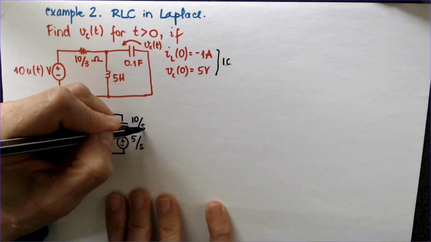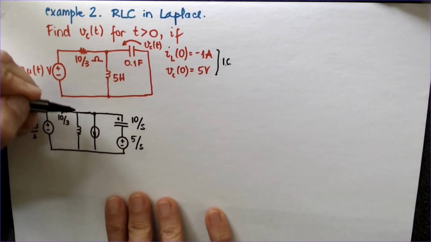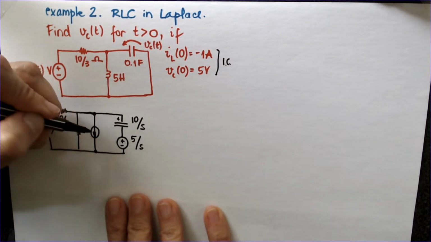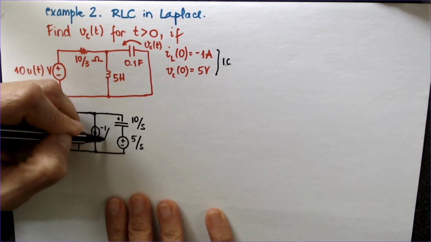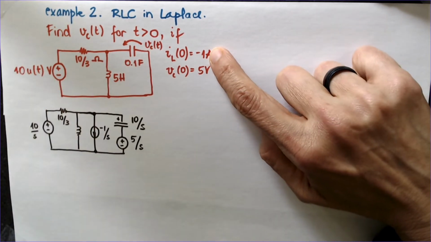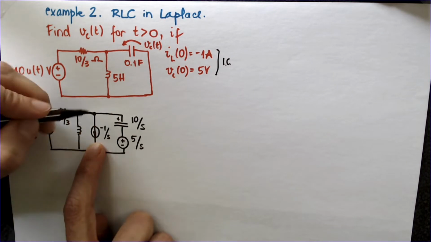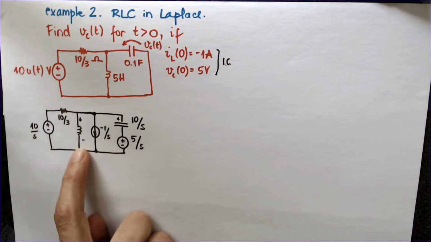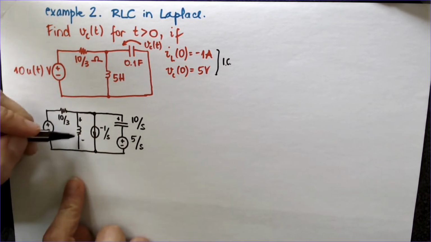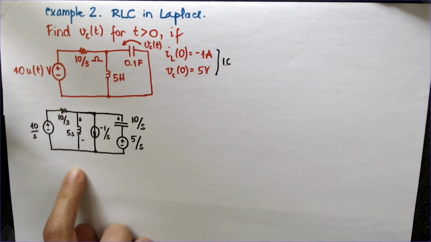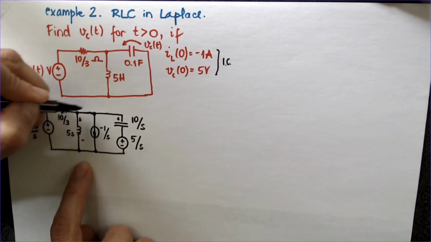And then 1 over SC, because it's 0.1, I'm going to write 10 over S. This current supply here, if you see there -1 amp, I'm going to write that -1 over S. So this minus here is just because of that minus on the initial condition. And then the polarity on the inductor, I'm choosing because I'm assuming the current on that inductor, the 5S inductor, is going down.